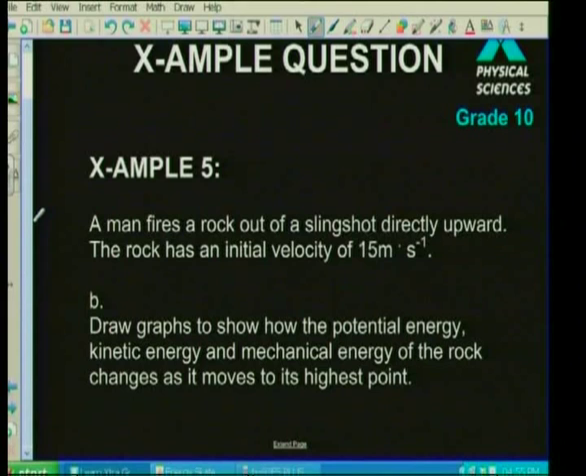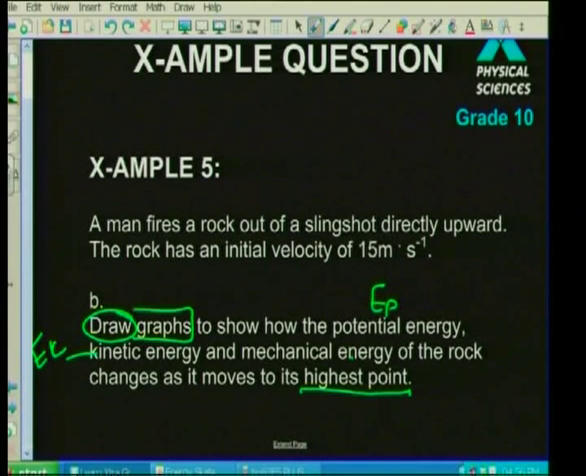little bit of an extension to this question. It says to us, same question, man fires a rock. And he says, now they say draw graphs, they will be sketch graphs because I don't have enough information to show how the potential energy, kinetic energy, and mechanical energy of the rock changes as it moves to its highest point.